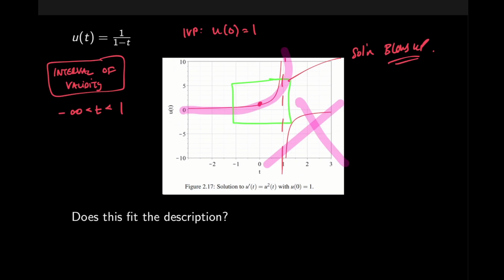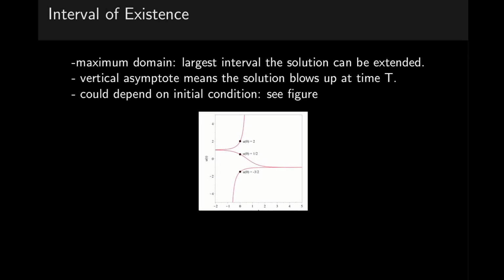Sometimes we can ignore this, but we rarely should. We should usually have this be indicated, especially when we have an initial value problem. Okay? So what is an interval of existence or validity? It's what we call the maximum domain. It's the largest interval that the solution can be extended to. Things like a vertical asymptote, this usually is what will end a solution, an interval of validity. Okay? It means the solution blows up.